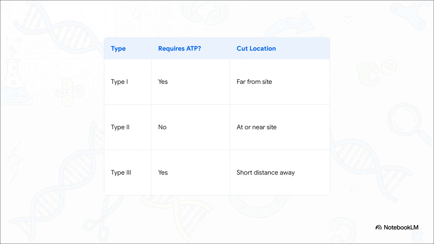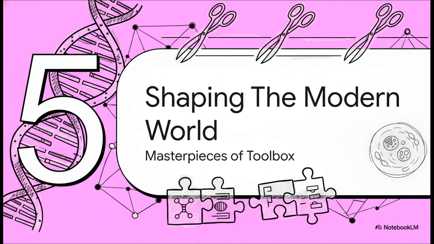But Type 2? Type 2 is the absolute star of the laboratory. Type 2 enzymes do not require ATP, and crucially, they cut the DNA exactly at or very, very near their specific recognition sites. Because of this incredible precision, type 2 restriction enzymes are hands down the most important tools we use in genetic engineering. Let's look at what we actually do with these.